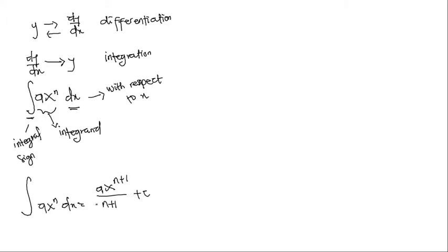So to integrate the function, all we need to do is add 1 to the power and then divide by the new power that we have over here. Now the c is called the constant of integration, or the arbitrary constant of integration.